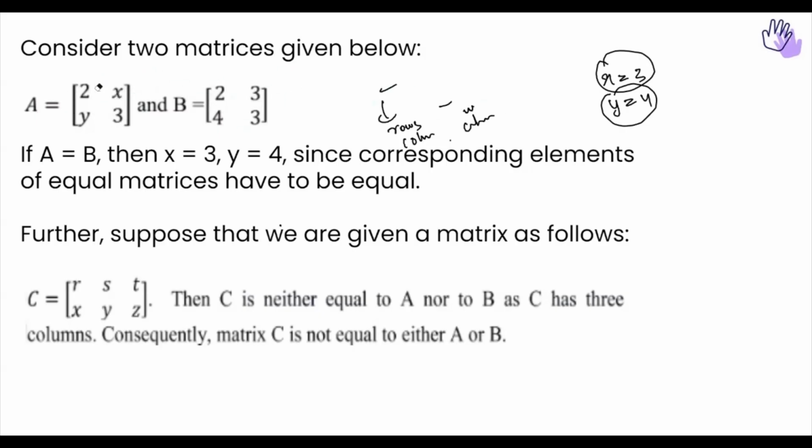I hope you people have understood this. So only three conditions are there. Very simple. The number of rows should be the same, the number of columns should be the same, and the corresponding elements must be the same.